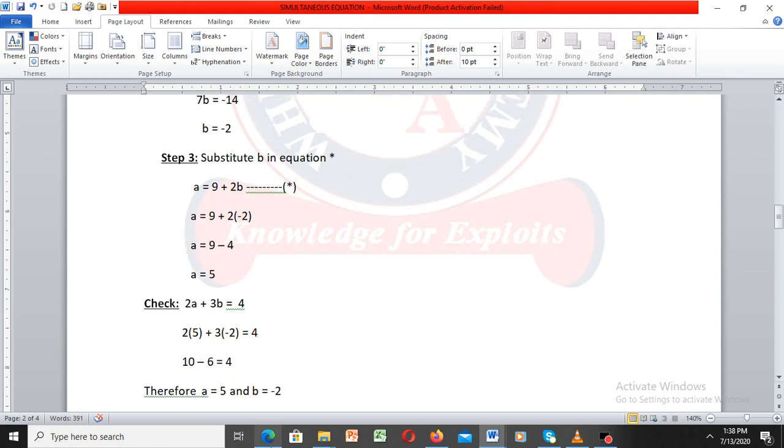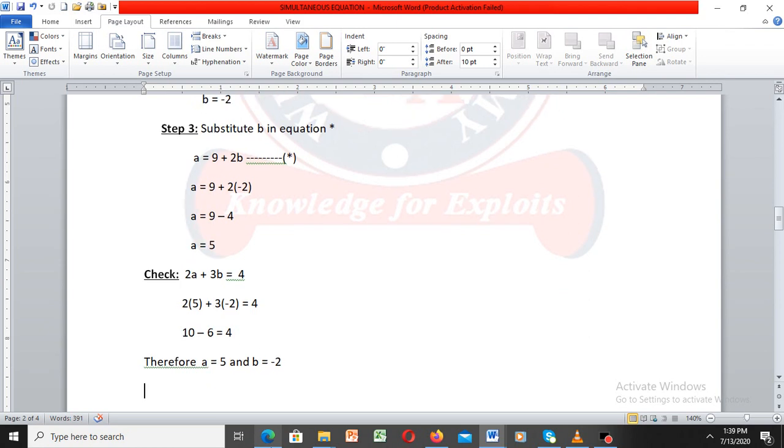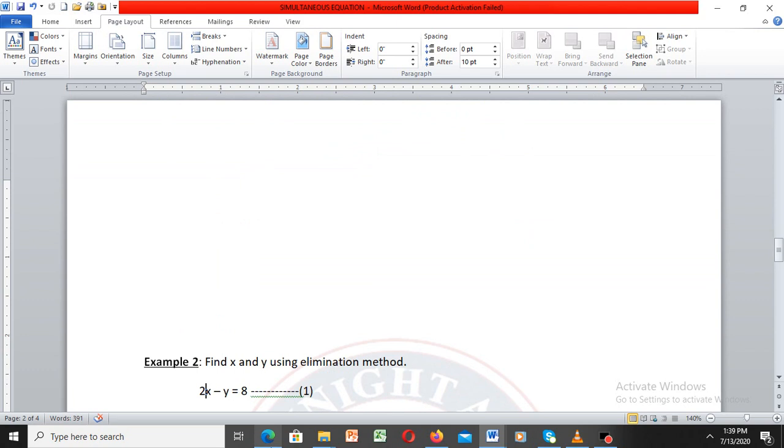And the reason why we do a cross check is so that if you made a mistake, maybe where you're supposed to use minus, you use plus, and you still got an answer, you would know by the time you cross check. So the answer for this question is 5 and minus 2. A is 5 and B is minus 2.